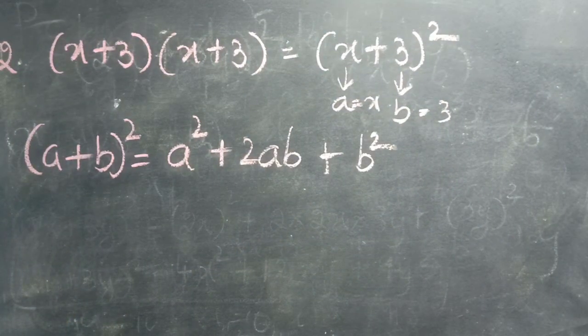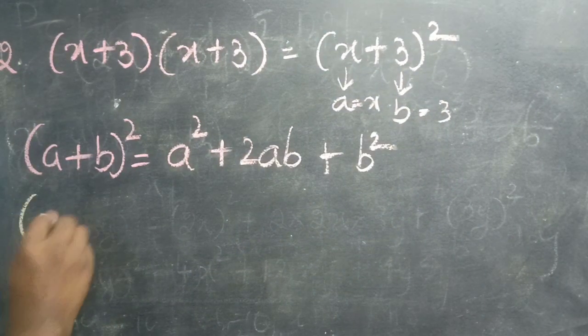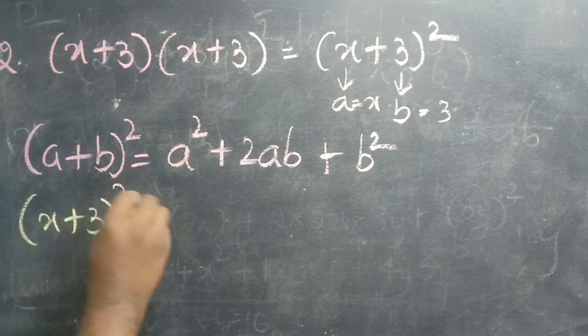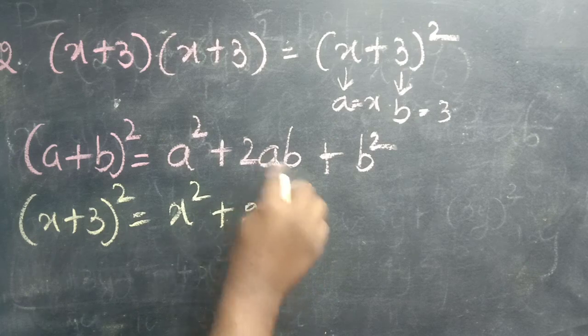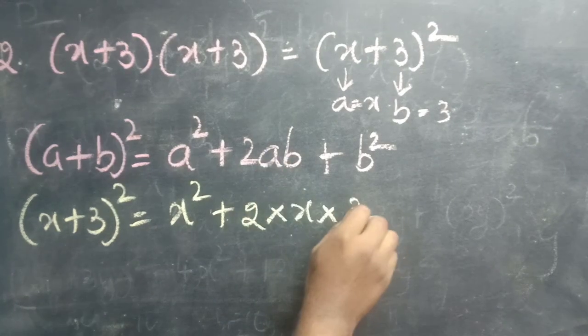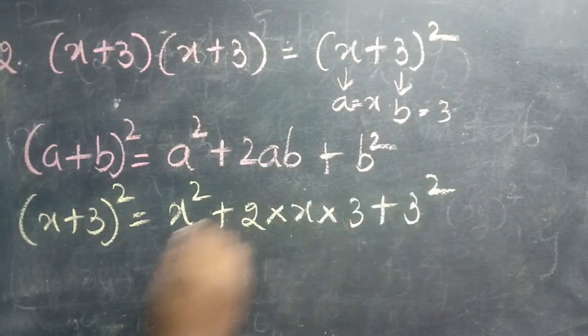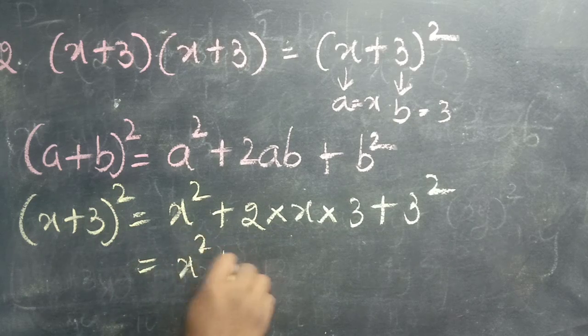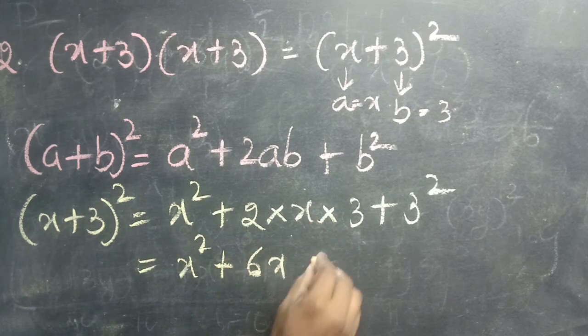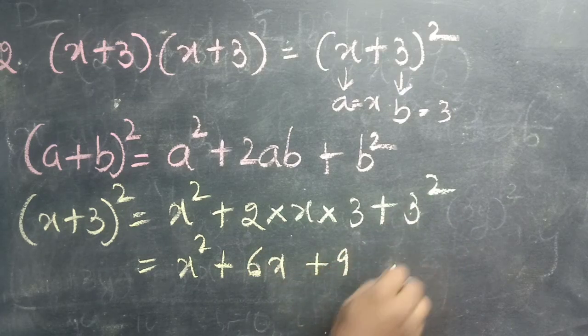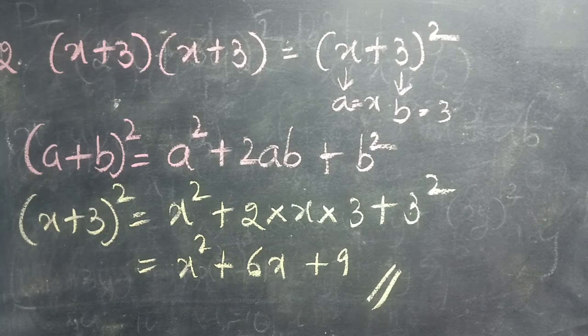Now what we get is x plus 3 whole square equals x square plus 2 times a, which is x, times b, which is 3, plus 3 square. Now what we get is x square plus 2 threes are 6 times x plus 3 square is 9. This is the answer.